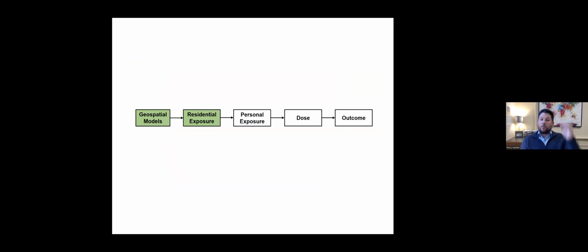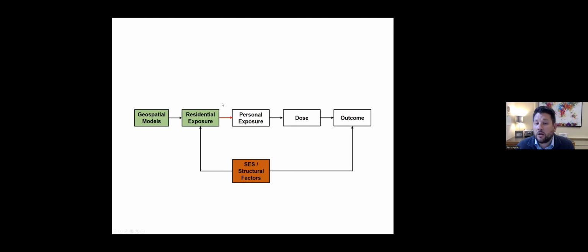So if we're thinking about how we do a lot of environmental epidemiology for air pollution, for built environments, we're using geospatial models to estimate an exposure at a residential address. And so 99% of studies are based off of the residential address. And there's a lot of uncertainty in terms of how that residential exposure actually corresponds to personal exposure. So we think about measurement error, as well as confounding that might go on between the socioeconomic and structural factors that determine where somebody lives, and that may also relate to an outcome.